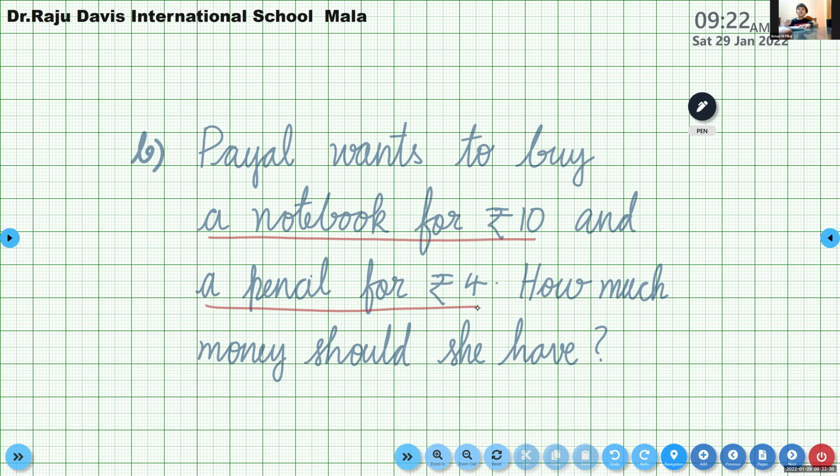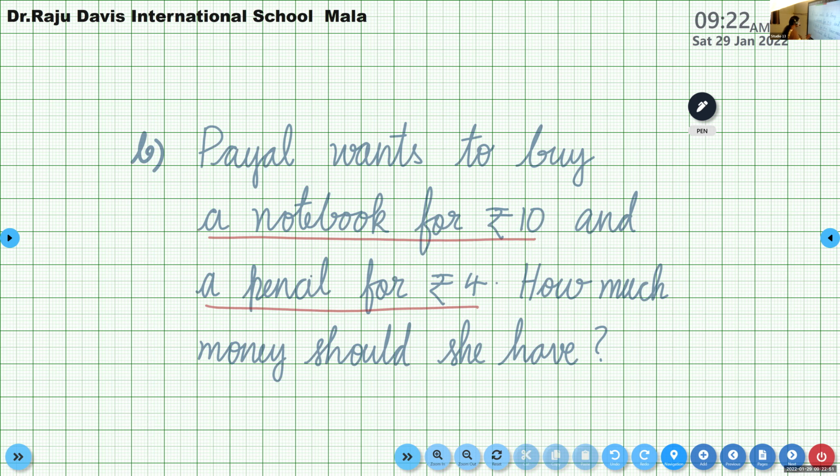14. Yes, it's 14. She needs a notebook and a pencil. And the price of the notebook is rupees 10. Price of the pencil is rupees 4. So we have to add both the amounts. Then we will get the total amount. And that much money is needed to buy these two things. So let's add the amount.